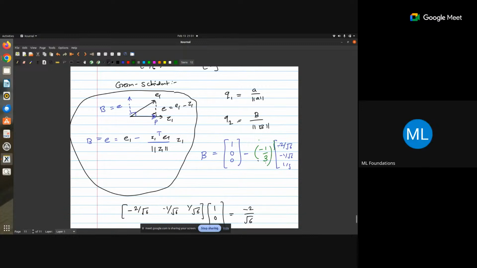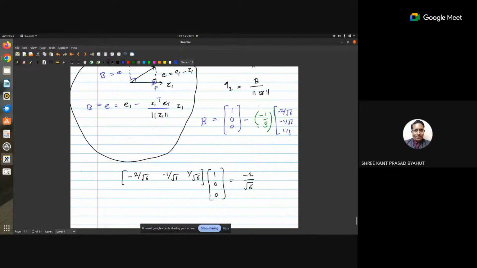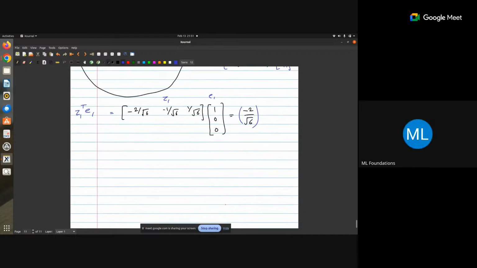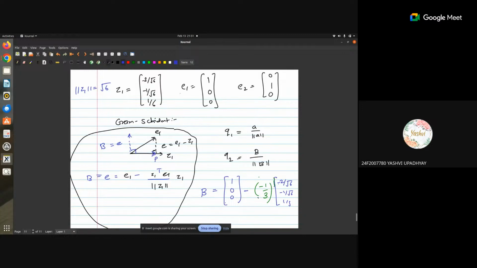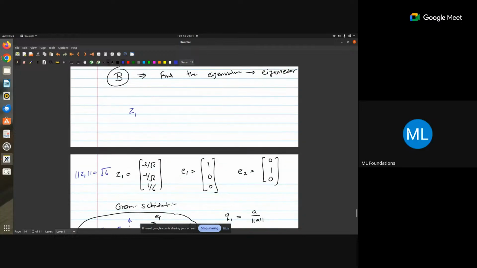Okay, let's see. Please do that part again, sir. How is this minus? This is Z1 transpose E1. This is Z1, minus 2 by root 6, and this is E1. What is the value? Minus 2 by root 6. Yes. What is the value of the norm of Z1? Root 6. Z1 was basically minus 2, minus 1, and 1, right? So the norm of Z1 is the root of 4 plus 1 plus 1, which is root 6.